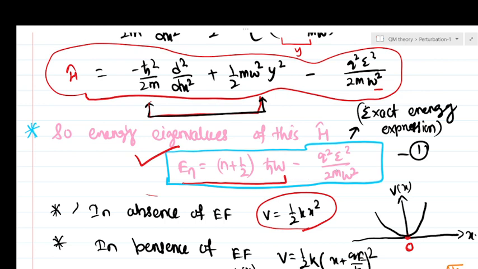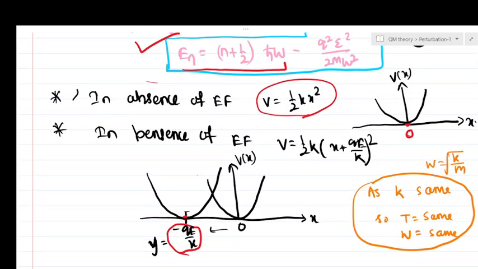what is the energy expression after the perturbation. So you can give the answer directly.